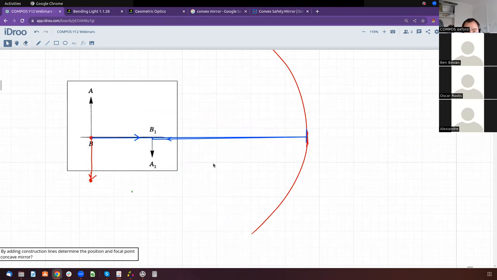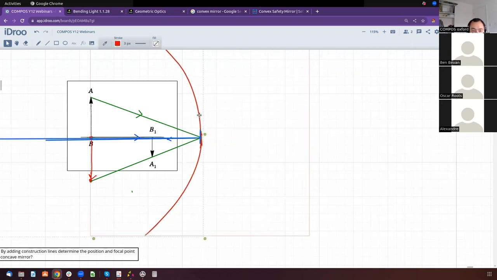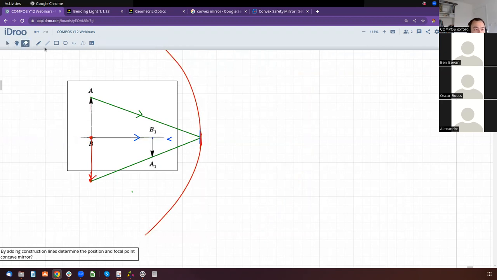As a matter of fact, we don't need to, we just draw this. Because now, if this is equal to this, now this will bounce off. So the mirror is here. Okay, so that's the position of the mirror. And now we need the focal point of the mirror.